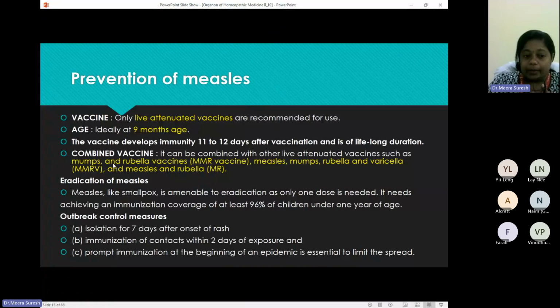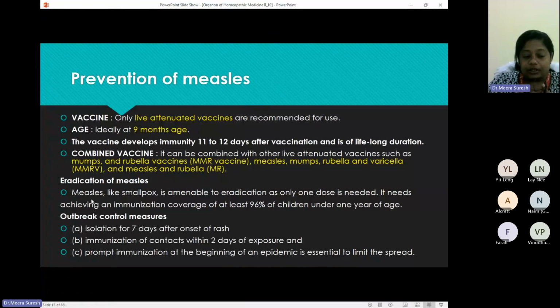You can give it as a combined vaccine, the MMR vaccine, which is measles, mumps, and rubella, and also, like earlier, MMRV, that is measles, mumps, rubella, and also the chickenpox one, and only measles and rubella, that is MR, can also be given.